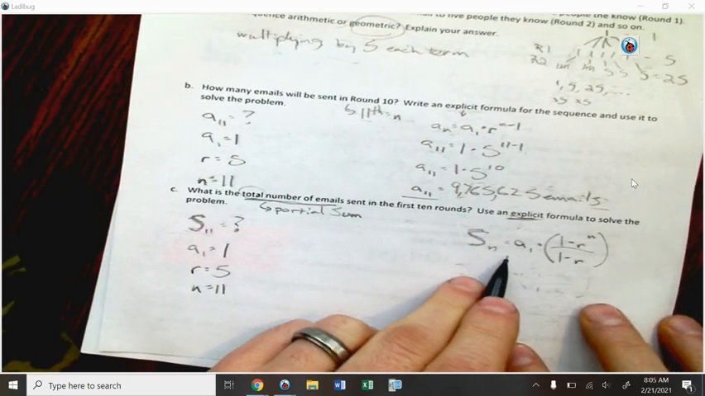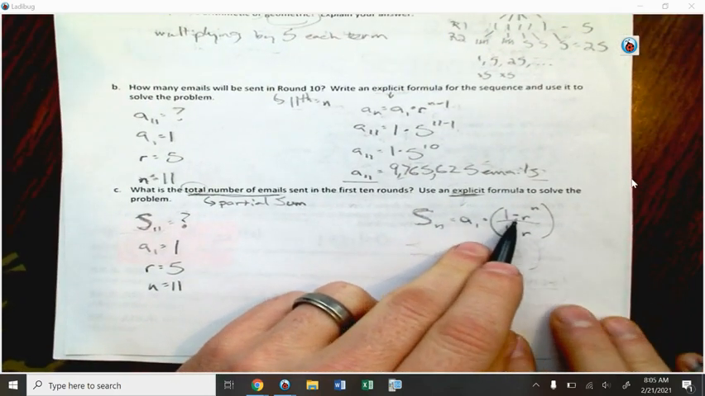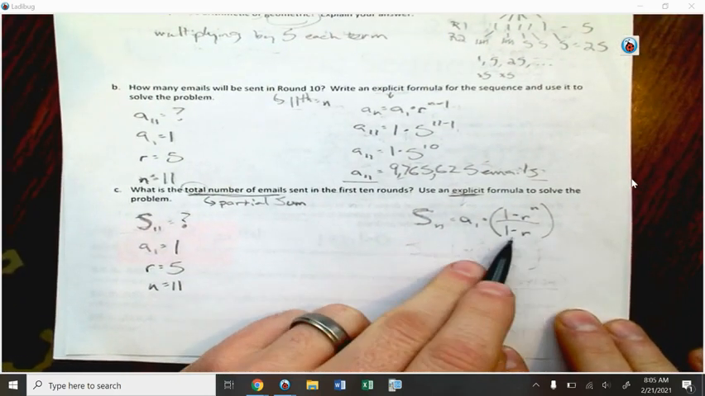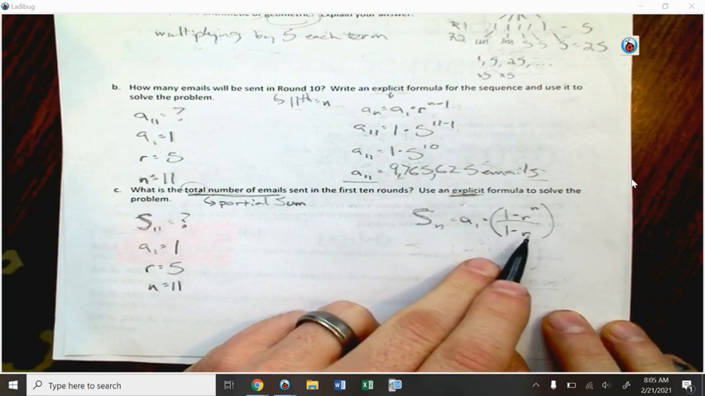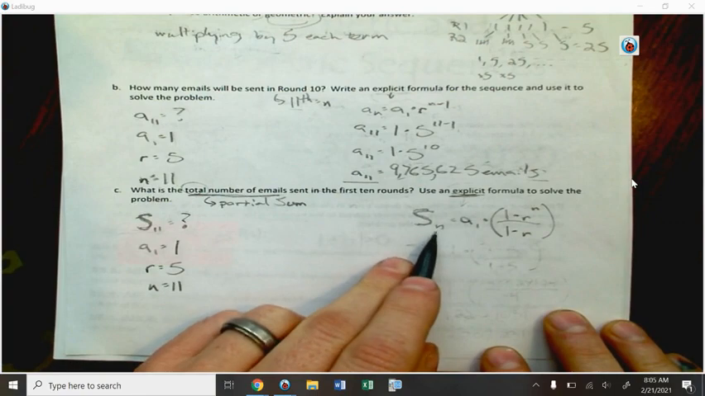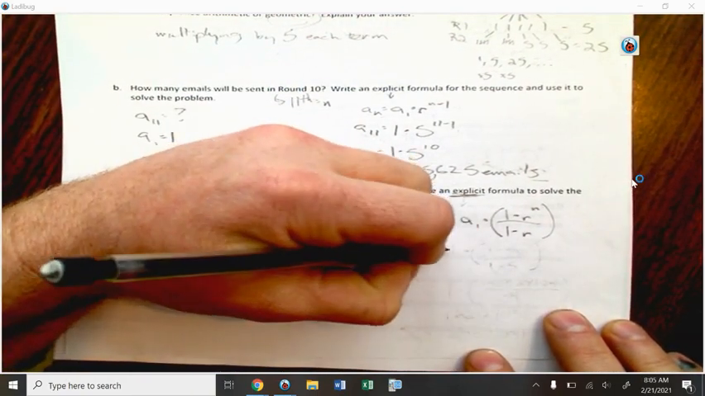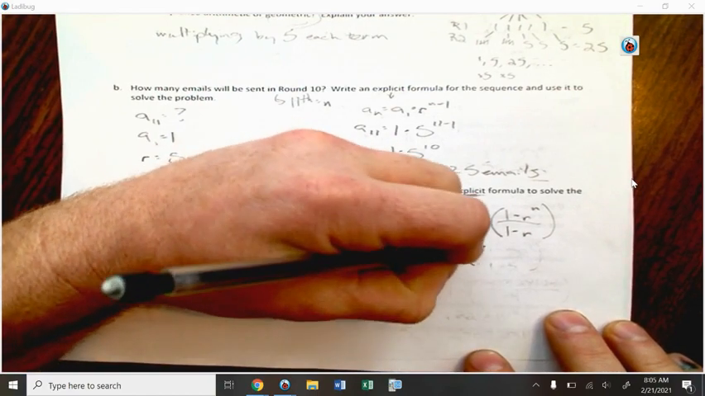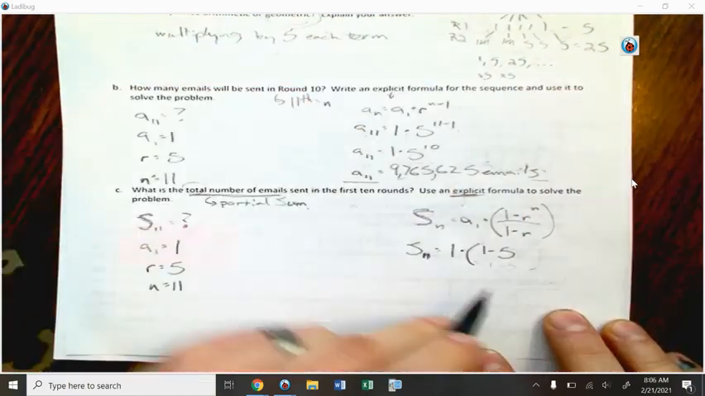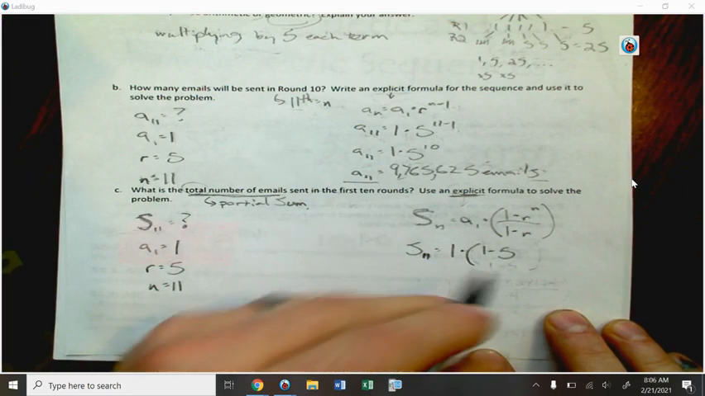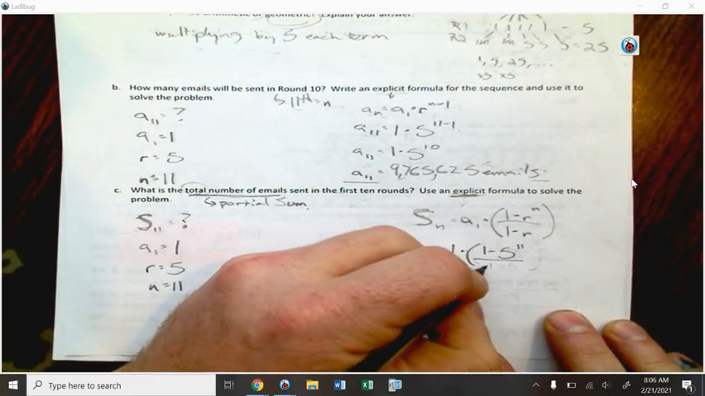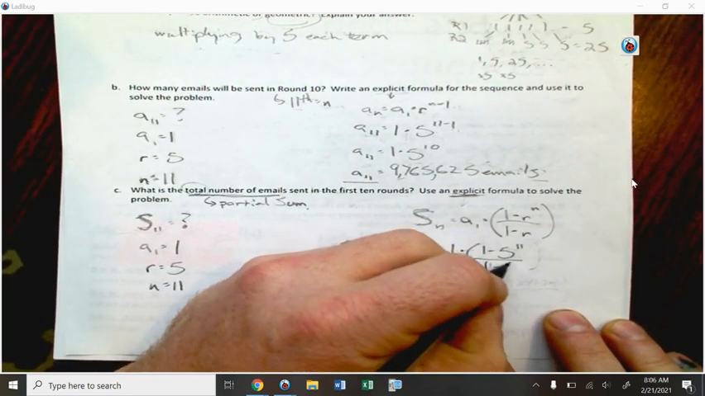S sub n is equal to a sub 1 times 1 minus the ratio to the power of n, all divided by 1 minus the ratio. Now this can work all the time because it's a finite series. So S sub 11 is equal to the first term, which is 1, times 1 minus the ratio, which is 5, to the power of n, which is 11. That's going to give you a ginormous number, and 1 minus 5.